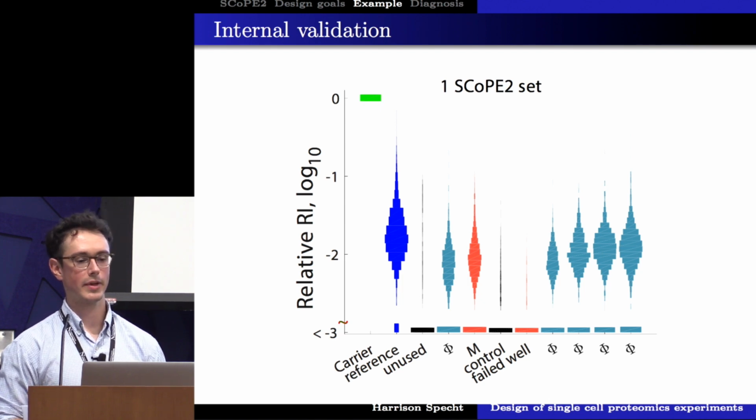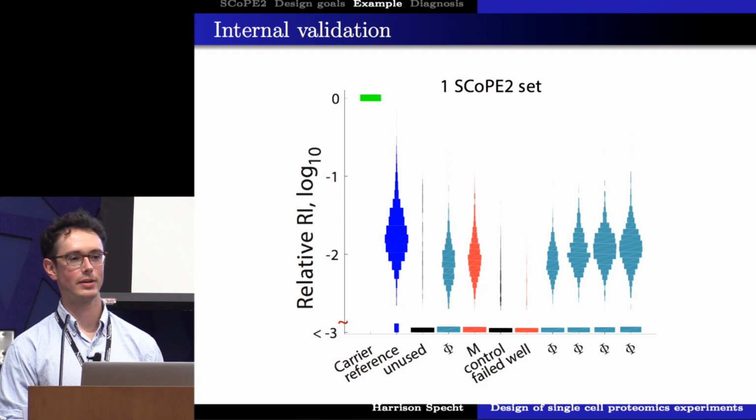And then as far as the carrier channel amount, we did spend some time investigating this, and we reached a happy point for our instrument and our experimental setup. But I think that that is something that can be investigated, and certainly may be different for different cell types.